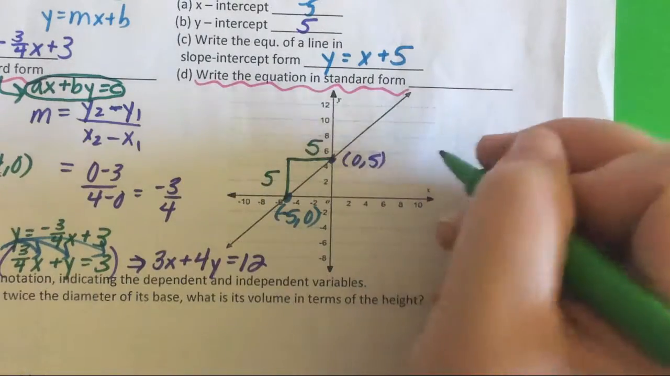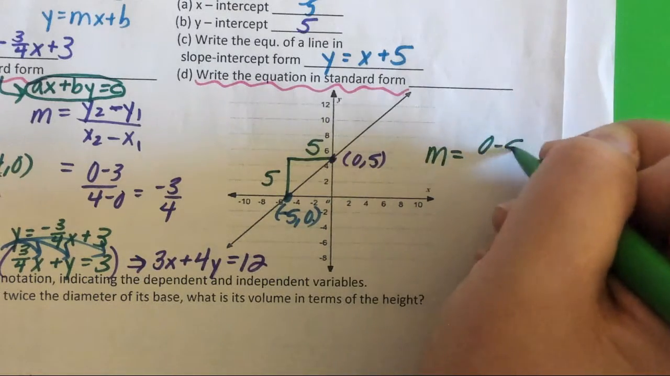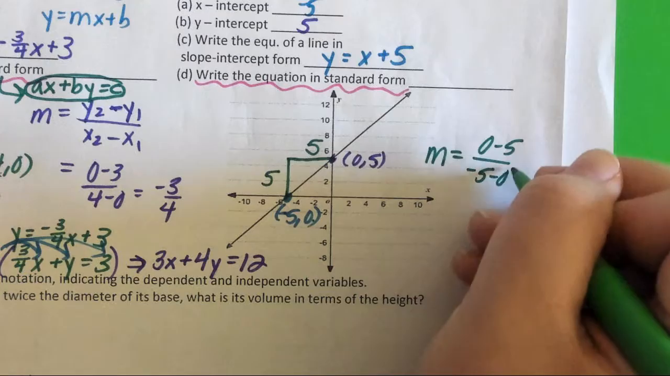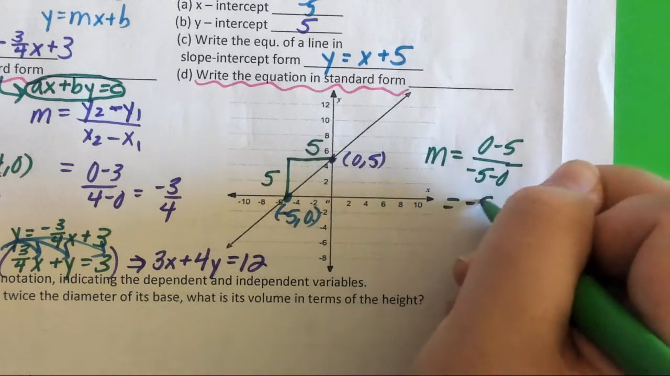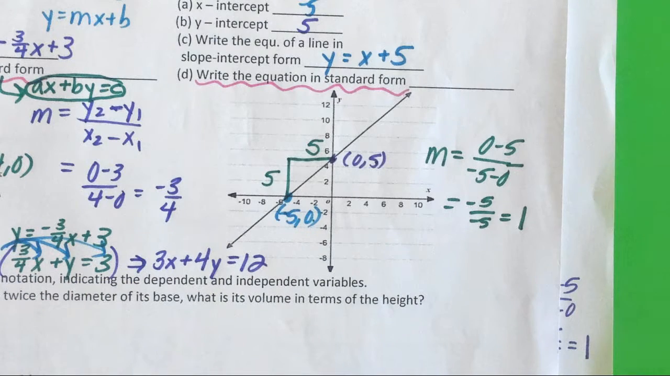Or if you're a formula person, we can still do y2 minus y1, so I'll have 0 minus 5, over x2 minus x1, I'll have negative 5 minus 0. And you end up with negative 5 over negative 5, which also reduces to 1. So regardless, I end up getting the slope as 1. Yep. Okay, I'm hoping you've been working frantically away on the standard form of this equation.